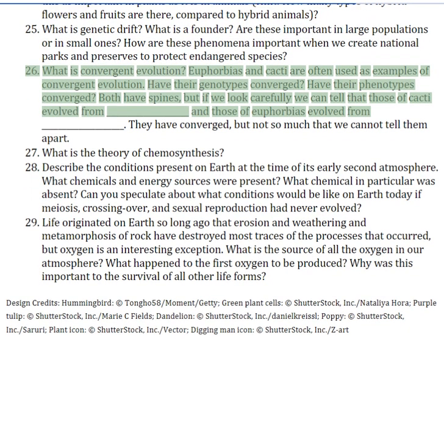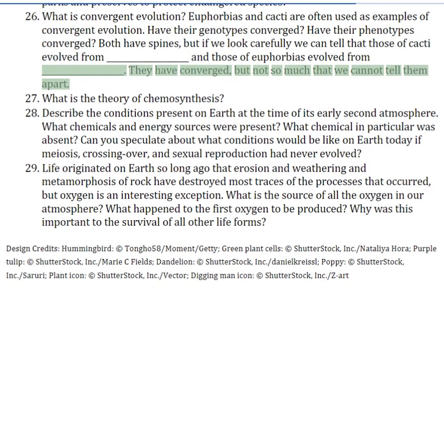26. What is convergent evolution? Euphorbias and cacti are often used as examples of convergent evolution. Have their genotypes converged? Have their phenotypes converged? Both have spines, but if we look carefully we can tell that those of cacti evolved from one structure and those of euphorbias evolved from another. They have converged, but not so much that we cannot tell them apart.